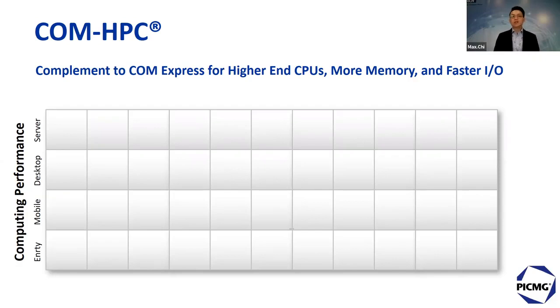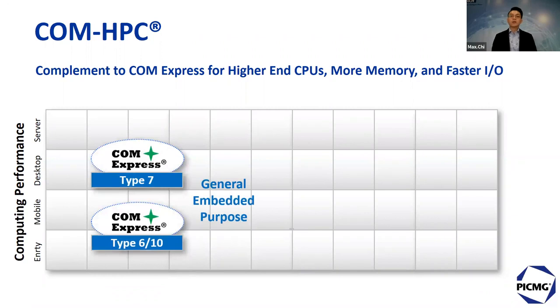But how is COM-HPC different from the current existing COM-Express? Well, simply speaking, COM-HPC is not a replacement for COM-E. Instead, it's a complement to COM-E for higher-end CPU, more memory, and faster I/O.